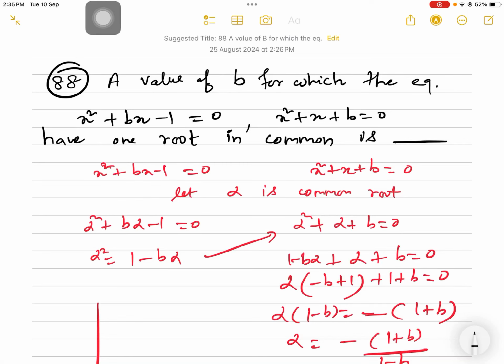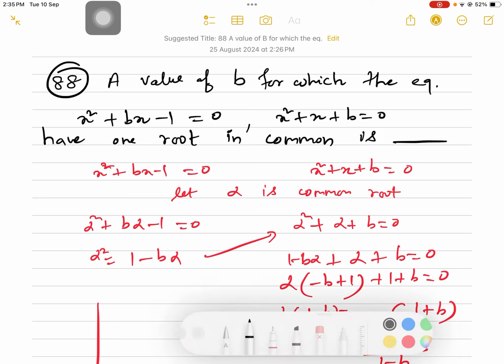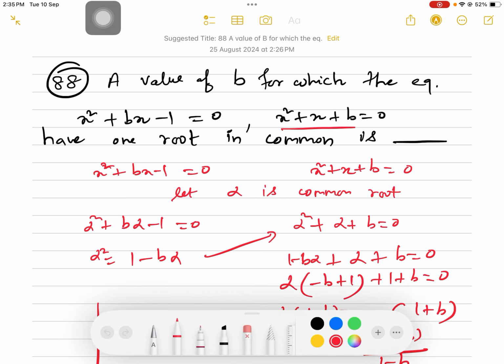Find a value of b for which the equation x square plus bx minus 1 equals 0 and x square plus x plus b equals 0 have one root in common. So we have two quadratic equations. First is x square plus bx minus 1 equals 0. Second one, x square plus x plus b equals 0. And the question says these both equations have one root in common.